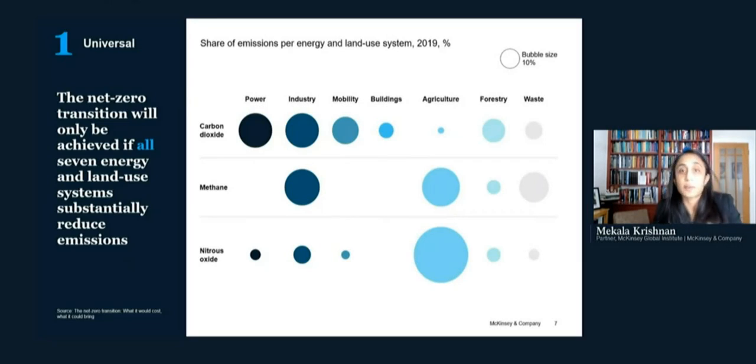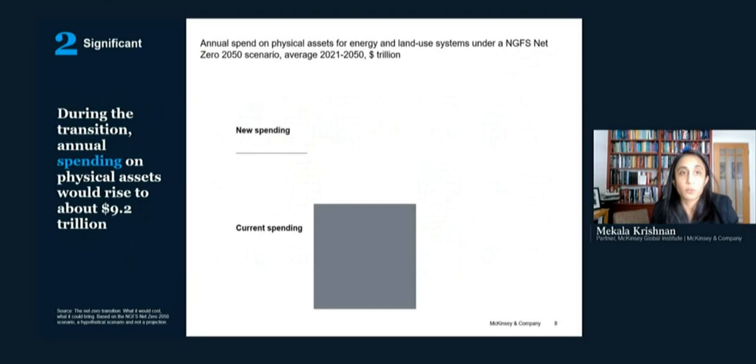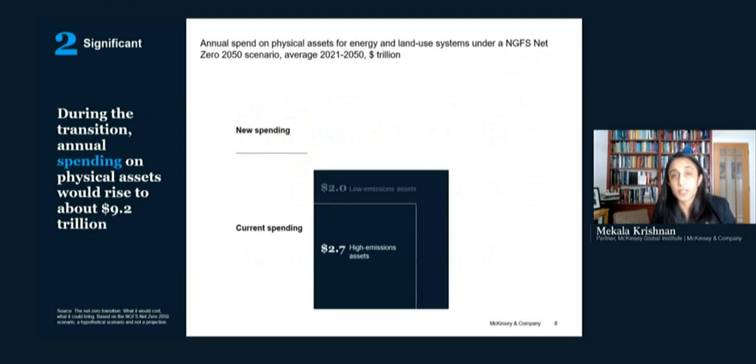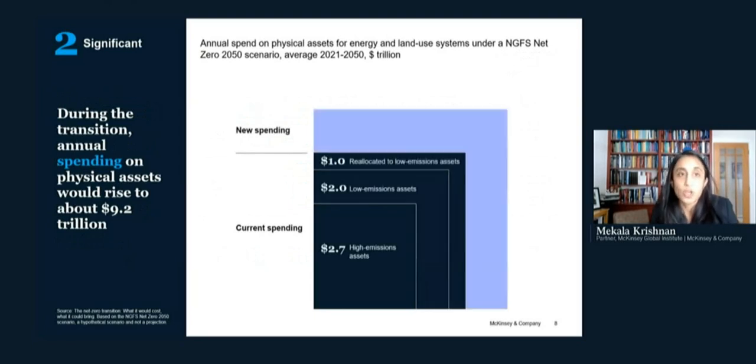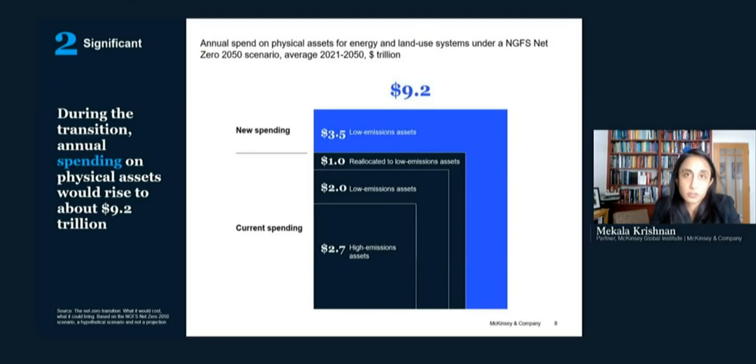The second feature we examine is the significance of the transition. We find that the scale of the transition is significant. And you see that on the next slide, where we examine the scale of capital spending as one example of the significance. If you think about the capital that needs to be deployed towards the transition on physical assets for these energy and land use systems, today we spend about $5.7 trillion on the physical assets that are utilized in these systems. Fast forward to the transition, what we find is that on average, about $9.2 trillion will need to be spent every year for the next 30 years in this NGFS Net Zero 2050 scenario.